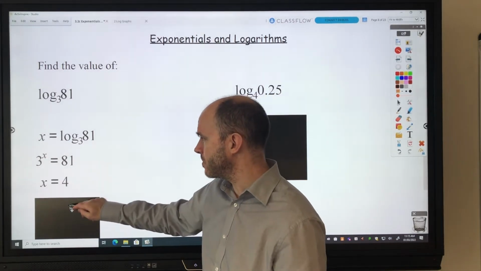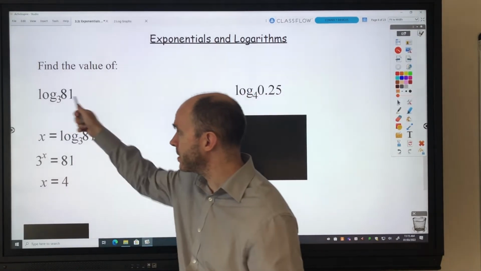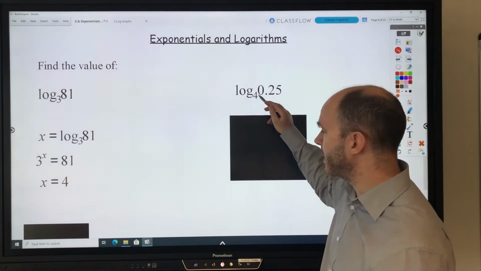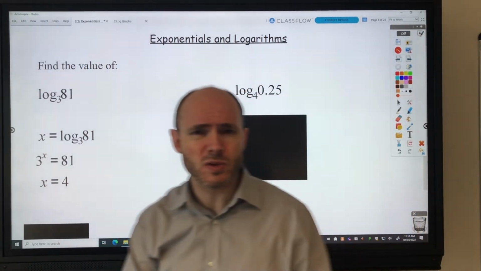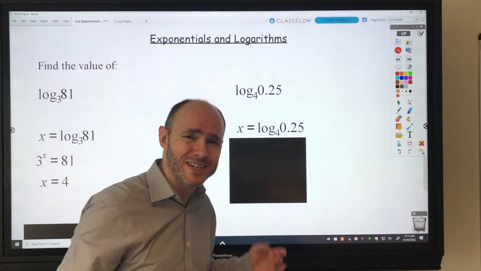You should know that 3 to the power of 4 is equal to 81, and so x is equal to 4. But if you type that in your calculator, it'll give you the answer straight away. Alright, this one here, maybe pause the video and do the same again. Unpause it, good, or maybe just continue to watch this.